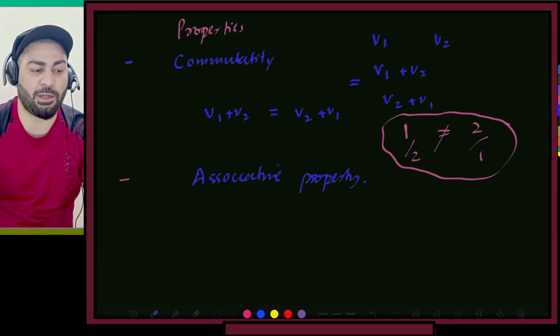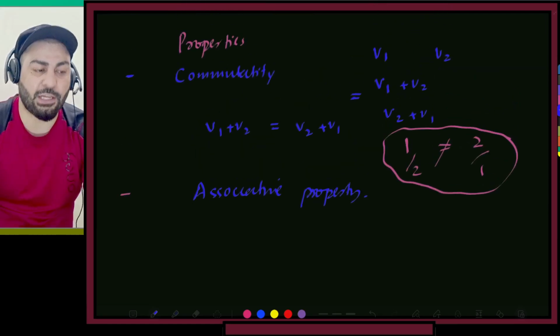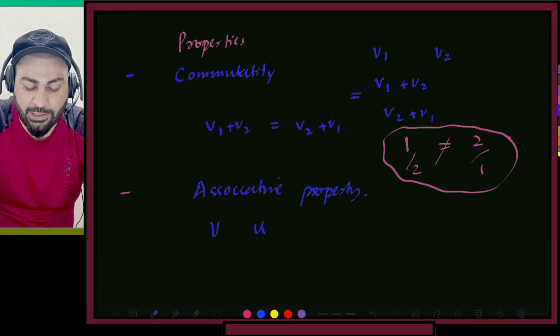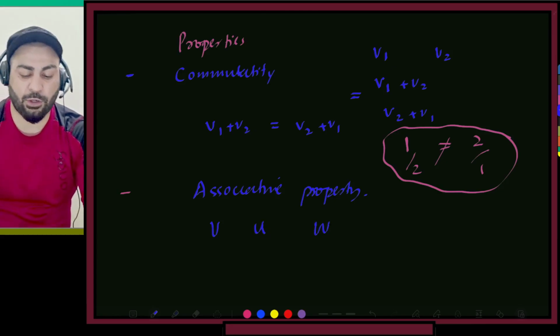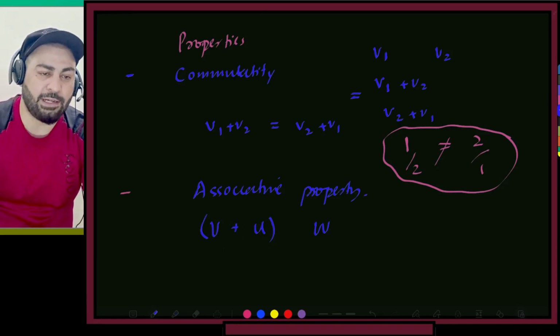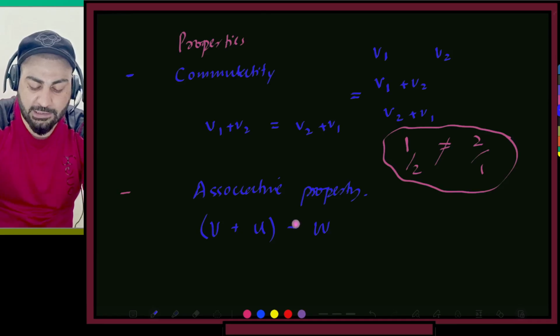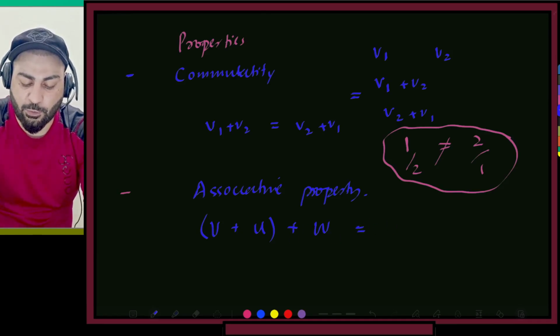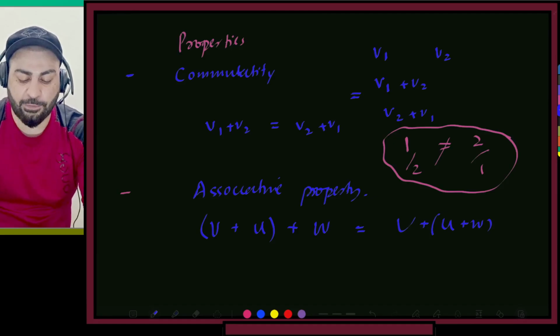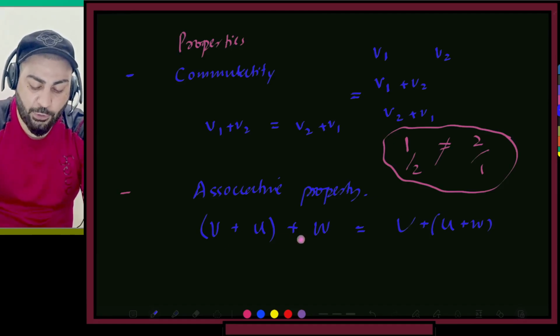Associative property. Let me just finish it, then I'll take questions. The associative property is when you have three vectors. So you have v, u, and let's suppose w. What you can do is, if you perform u and v first, adding these two vectors first, and then add w, and this is equivalent to performing u plus w first, and then adding v to this. If this is equal, what I mean by this is you had to add three vectors.